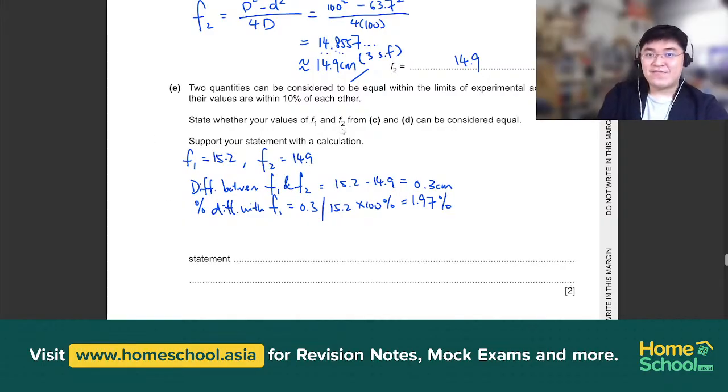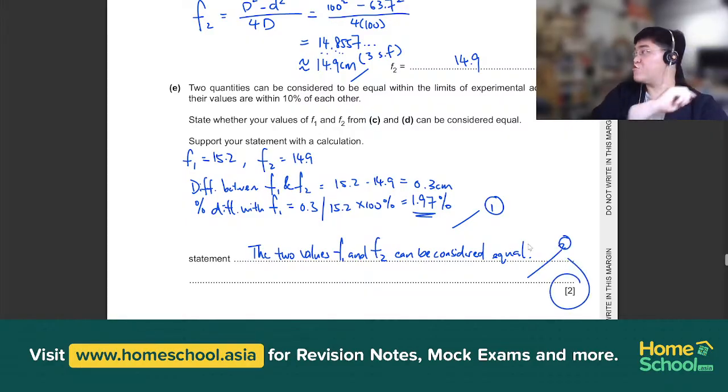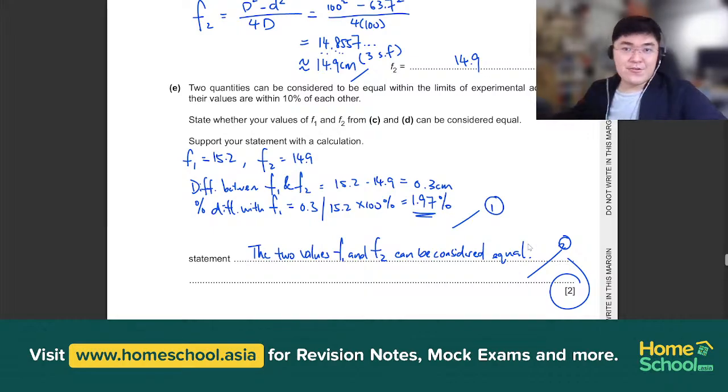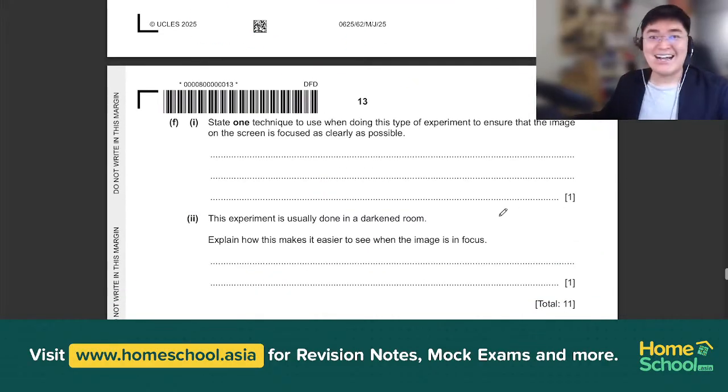So state whether your values of F1 and F2 are equal. The two values F1 and F2 can be considered equal, because they are within 1.97 percent of each other. By calculating this, you get your first mark, and then you state that it's equal, you get your second mark. There you go. So with that done, we are done with question number 3. Oh, no. We are not done yet. My goodness. I thought we were done.